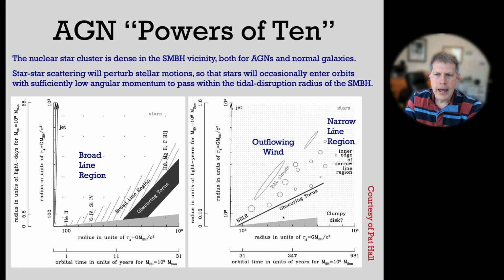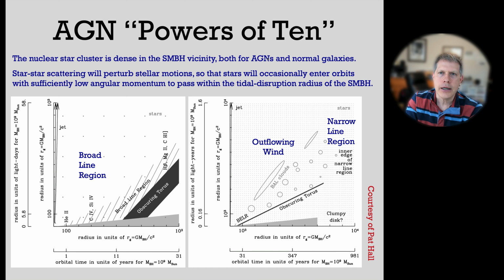Okay, and there are substantial stars expected to be there, and that, of course, is because the nuclear star cluster is dense in the vicinity of the supermassive black hole. The density of stars typically rises following a power law component, and this dense nuclear star cluster is thought to be the case, of course, both for active galactic nuclei and for normal non-AGN galaxies as well.